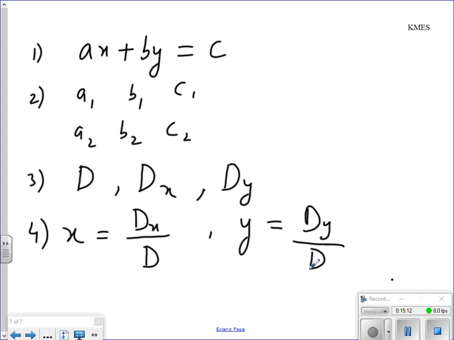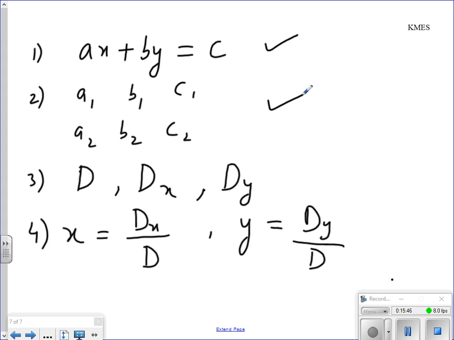Step number 1: Write the equations in the form ax plus by equal to c. Step 2: Once you have written both the equations in this form, compare them with a1x plus b1y equal to c1 and a2x plus b2y equal to c2, and find the values of a1, b1, c1 and a2, b2, c2.